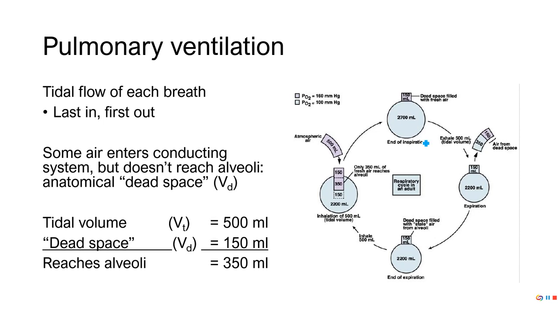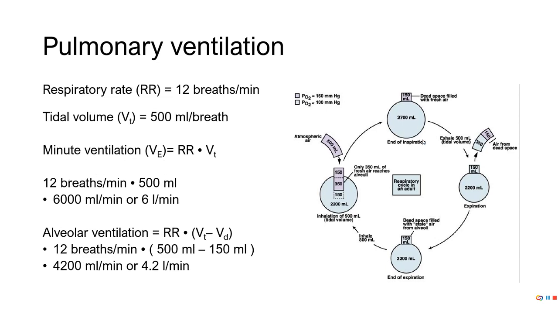So dead space is like your trachea, your big bronchioles, your big airways where gas exchange can't occur. And so we can calculate minute ventilation, and we can also calculate alveolar ventilation. So minute ventilation is just how much air you're bringing in and out of your lungs every minute. And then alveolar ventilation is how much air is actually undergoing gas exchange every minute, okay? And so with alveolar ventilation, we have to account for that dead space, okay? And that would be the 150 mils.